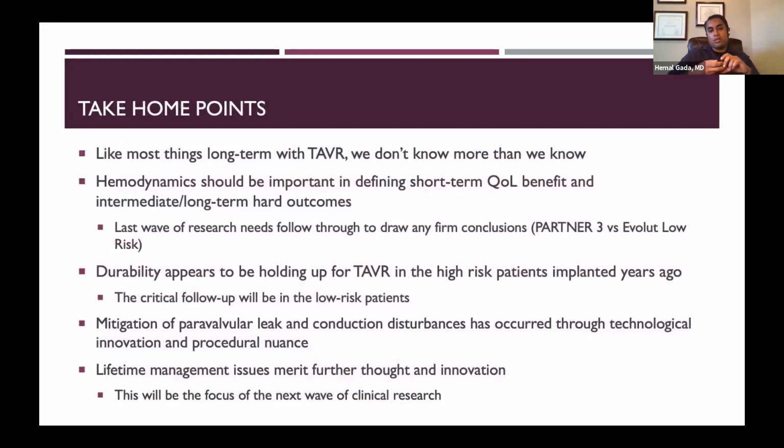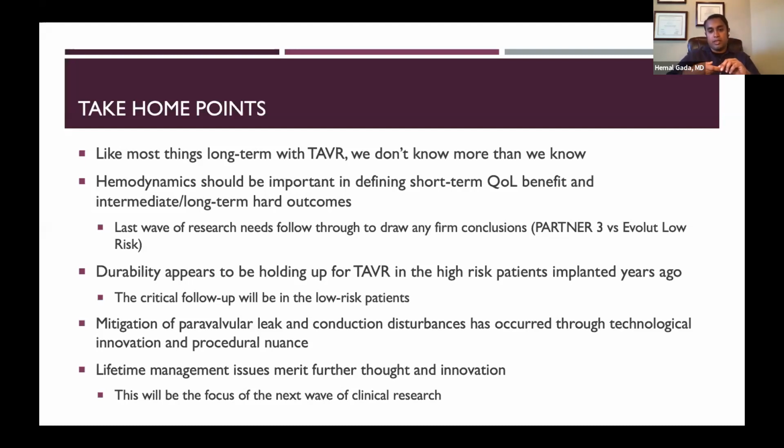So like most things long-term with TAVR, we don't know more than we know. Hemodynamics should be important in defining short-term quality of life benefit and intermediate long-term hard outcomes. The last wave of research, the one that we just did, needs to follow through to draw any firm conclusions, the PARTNER 3 and the EVOLUT low-risk trials. Durability appears to be holding up for TAVR in the high-risk patients implanted years ago. The critical follow-up here will be in the low-risk patients.